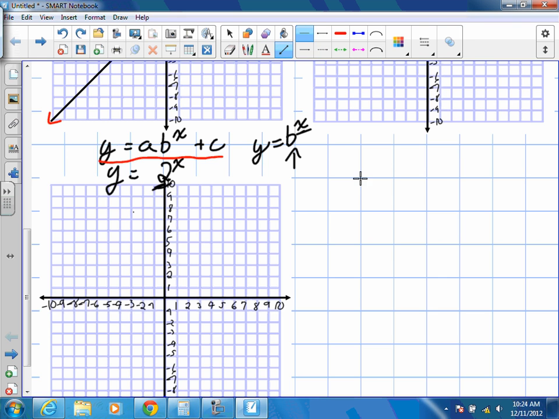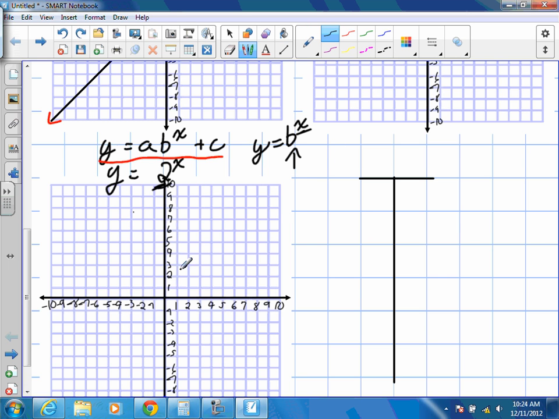So what I'm going to want to do is work around the origin. I'm going to start at, let's say, -3, -2, -1, 0, 1, 2, and 3. Those are going to be the x values. We're going to plug them into this equation, y equals 2^x, and figure out our y values.